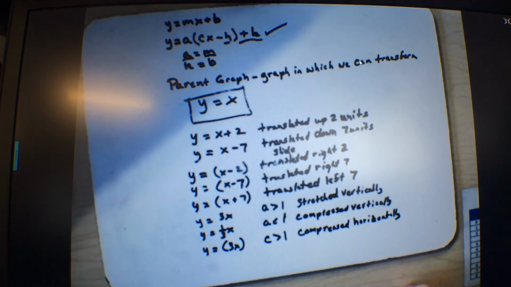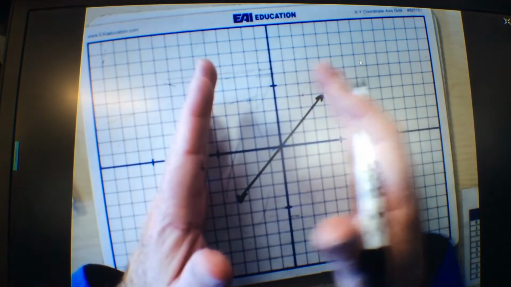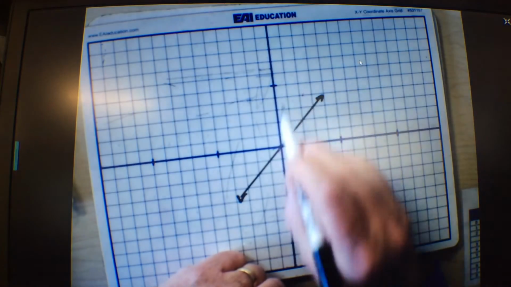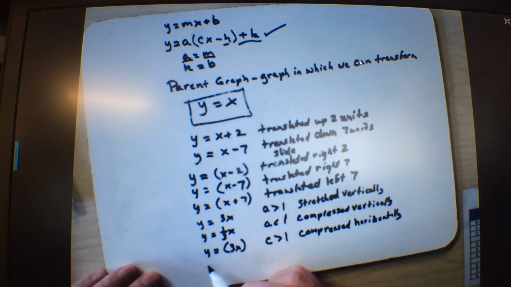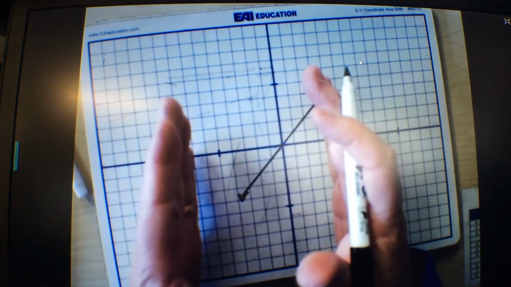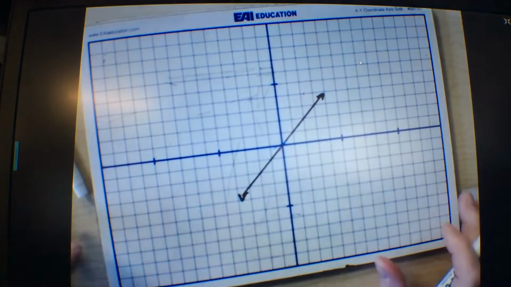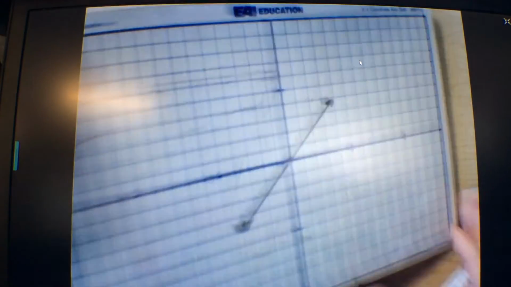Now, take a look at this. Did everybody write that down? This is what it means. Compressed horizontally is we're going to push in like this. When we push in like that, it pushes it up. So compressed horizontally and stretched vertically look the same. Do you understand that? Because if we push this way, it's like stretching this way. If we push this way, it's like stretching this way. You understand that? Okay, you're going to have to know all these.